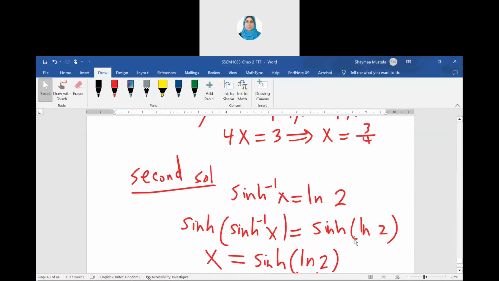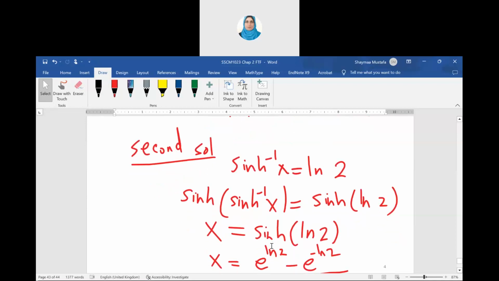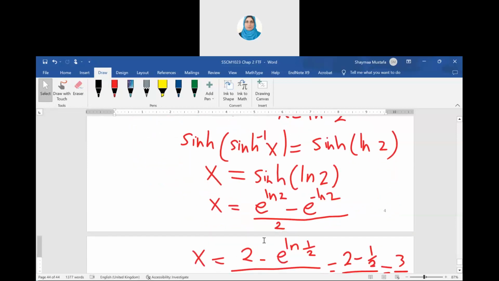And this one, you can use the definition of sine. Definition of sine: exponential ln 2 minus exponential minus ln 2, over 2. Calculate this one. Exponential with natural logarithm can be cancelled. Here I cannot cancel because I have a negative part. So we have exponential ln 2 to the power minus 1, and 2 to the power minus 1 is the same as 1 over 2.